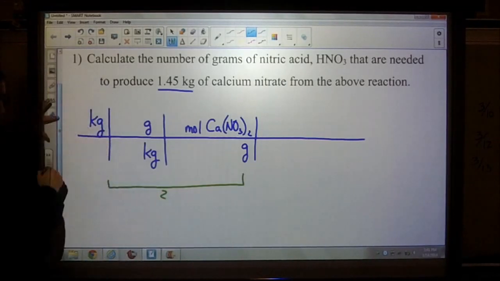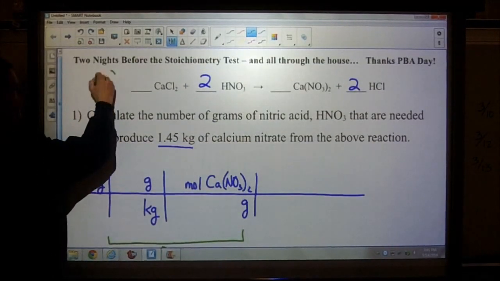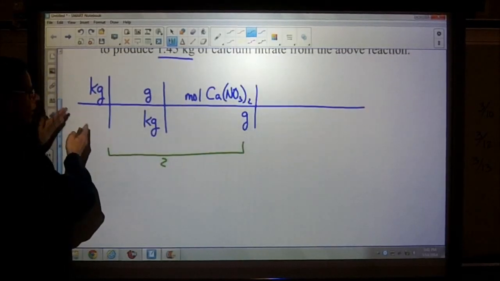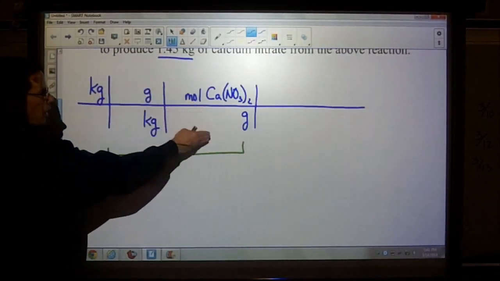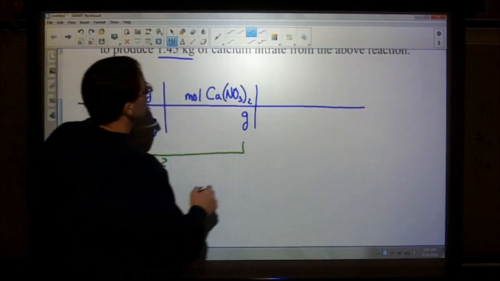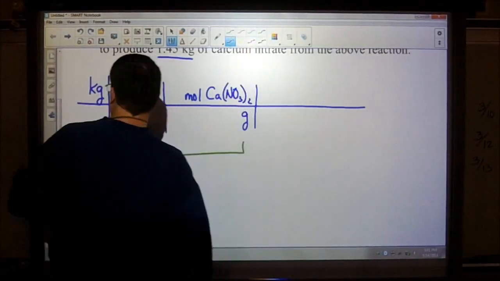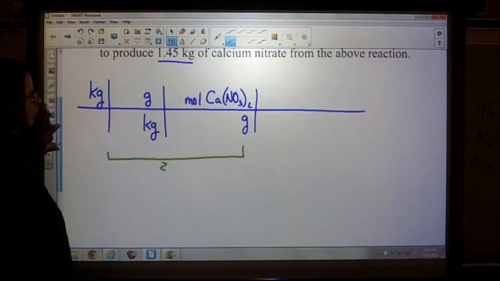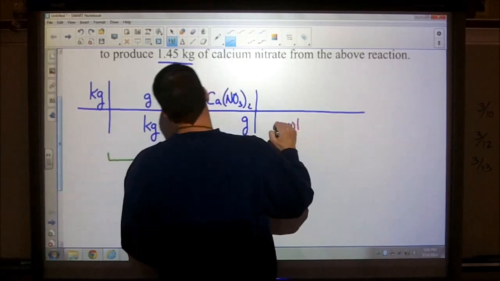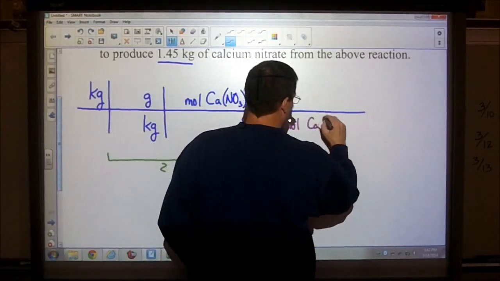Step 1, write a balanced equation. So there's step 1, write a balanced equation. Step 2, take what is given to you and convert it into moles. Okay, no numbers yet. Step 3, let's change the color here. Step 3, what we're going to do is we're going to get rid of moles of calcium, what is that? Calcium nitrate.